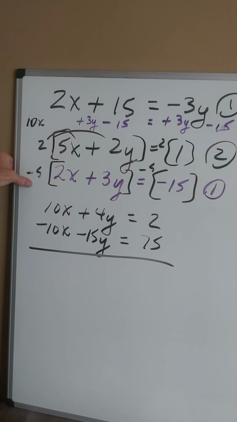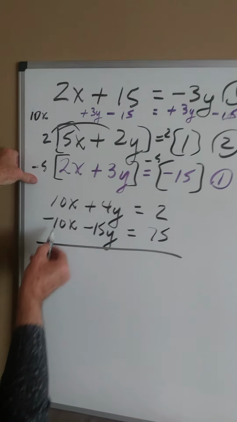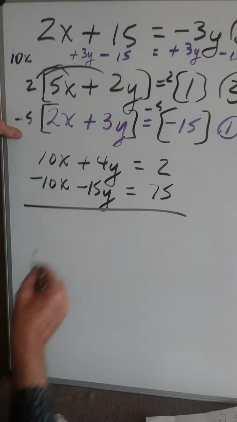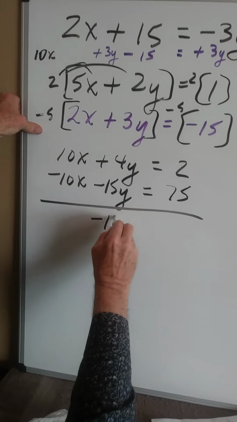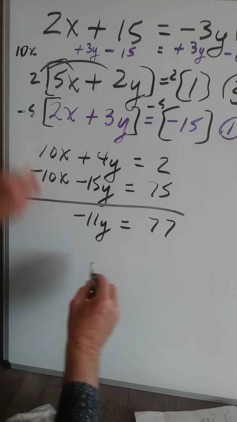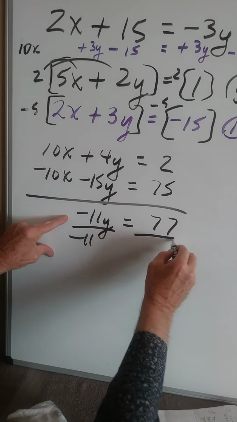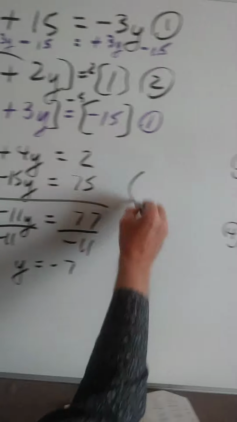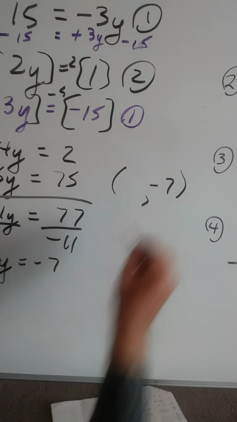Draw the line. Let's add down. The x's eliminated. We had to make it so. They're gone. The y's, a negative 11y. Add these, 77. Over negative 11. Over negative 11. Y would be equal to a negative 7. Find a spot, put it there.